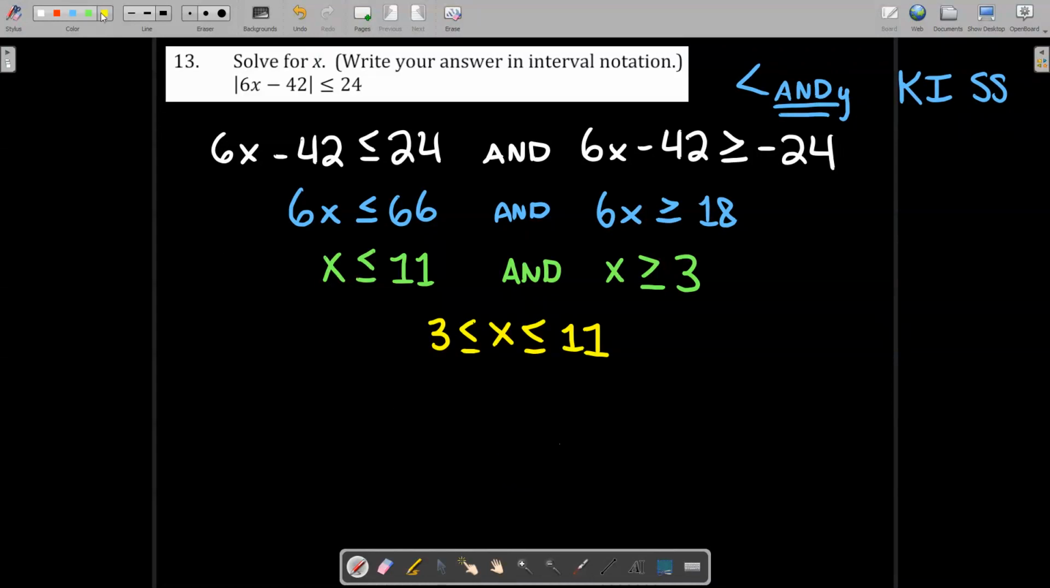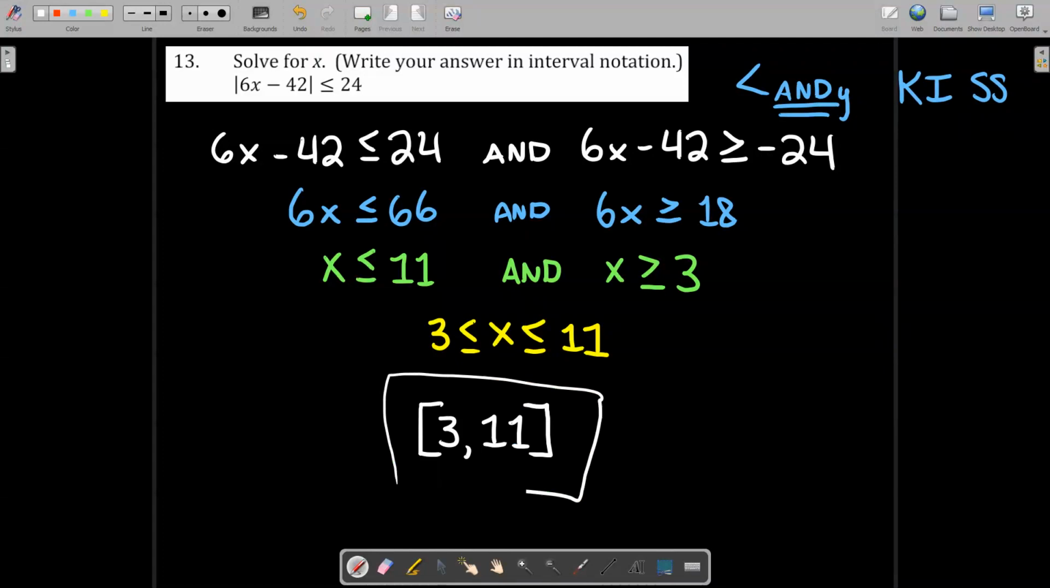And in interval notation, which is what it asks for, our answer would be bracket 3, comma 11 bracket. Hey, that's supposed to be a bracket, because we use brackets when we have these equal to lines. And then this would be the answer, and you're done with number 13. There we go.